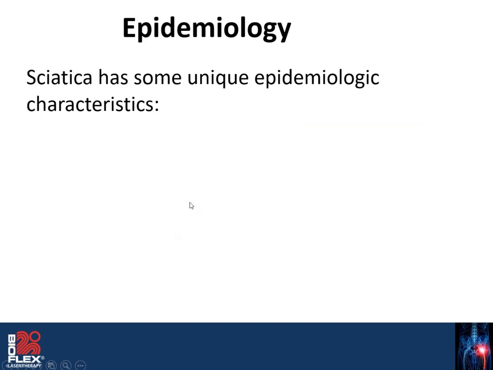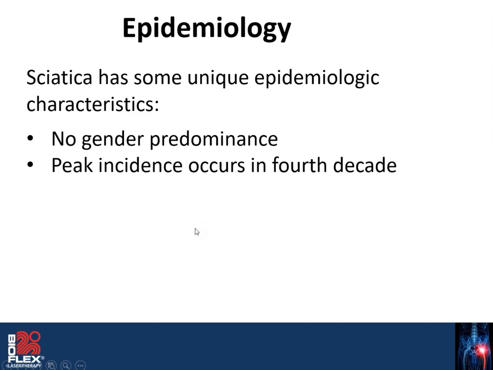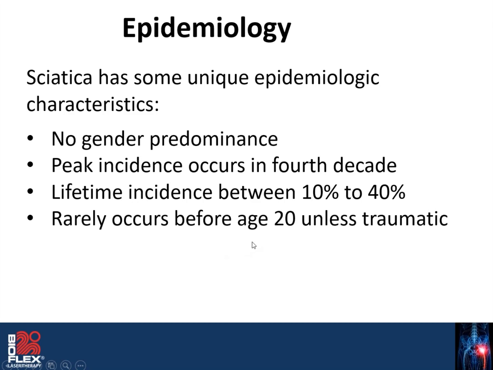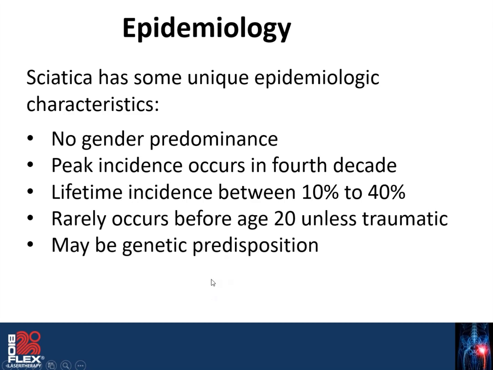So sciatica itself has some unique epidemiological characteristics. It doesn't seem to be male or female dominated. The peak incidence seems to occur in the 4th decade of life. It seems to have a lifetime incidence of anywhere from 10 to 40%, so it's a really common condition. It rarely occurs before 20 unless, of course, someone blows out a disc or something of that nature.